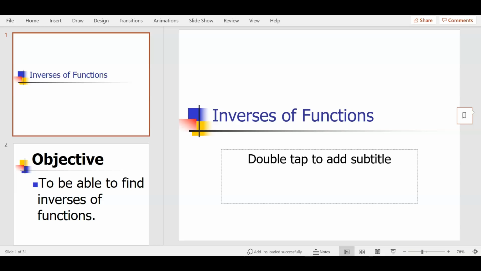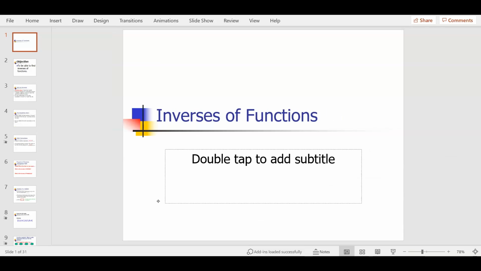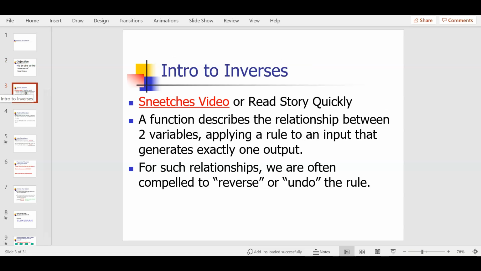We're doing the notes. We just watched the Sneeches on the Beaches video. Our objective is to be able to find inverses of functions. The video says a function describes the relationship between two variables, applying a rule to an input that generates exactly one output. For such relationships, we are often compelled to reverse or undo the rule. That's what you saw in the video with the stars in the belly, and then they reversed them, took them off, put them back on. It's like an inverse.